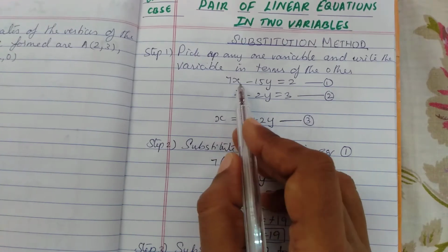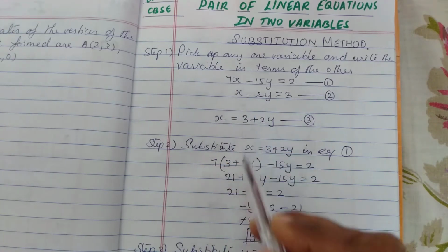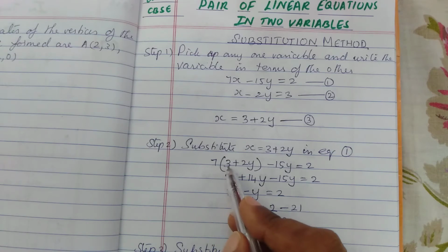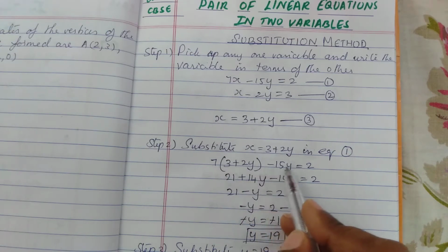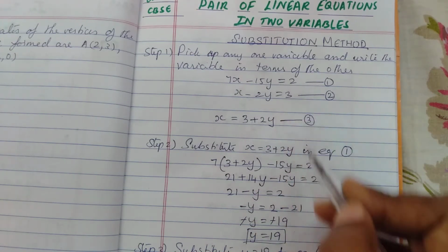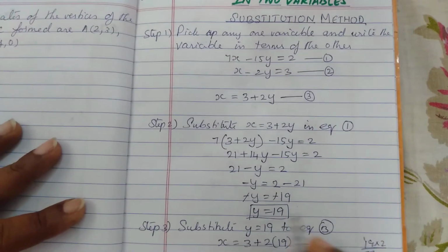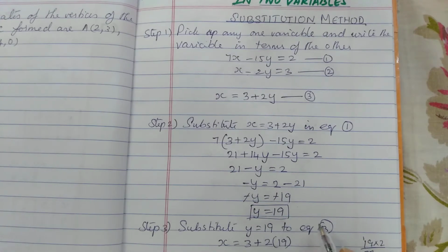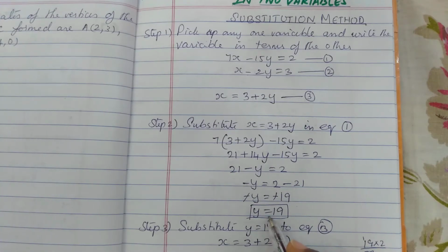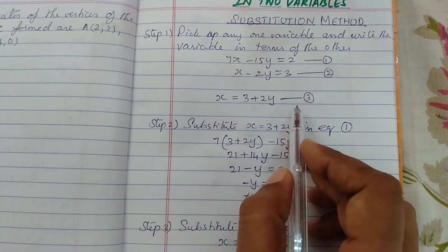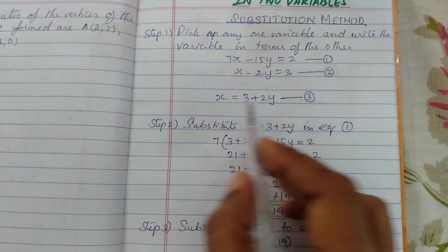Now here 7x, in the place of x I will replace this value. Now 7 into 3 plus 2y minus 15y is equal to 2. Now after solving this equation, I have an answer y is equal to 19. Now I have to find the value for x also. So I will be using this value in equation number 3 to find the value of x.